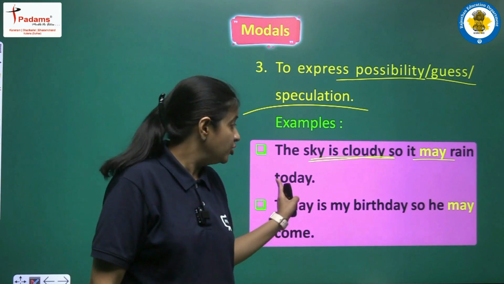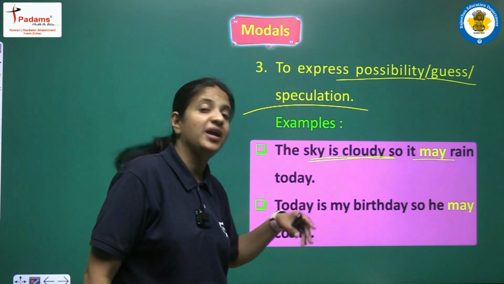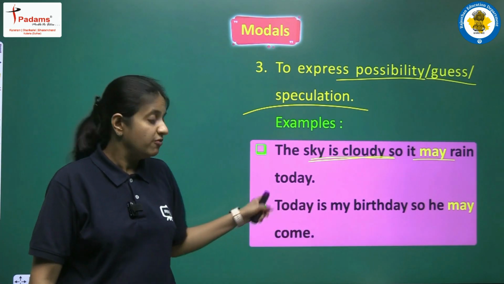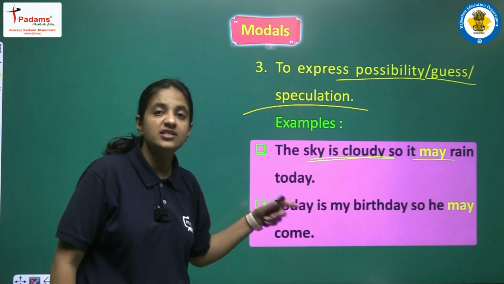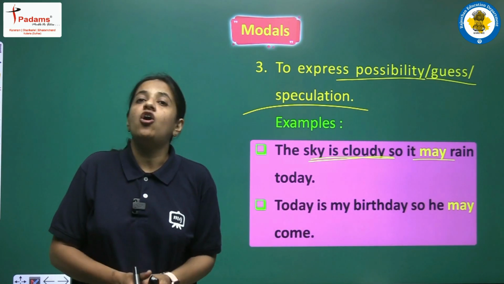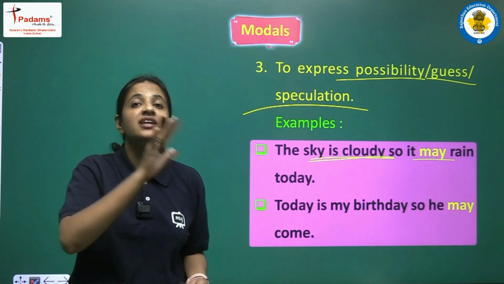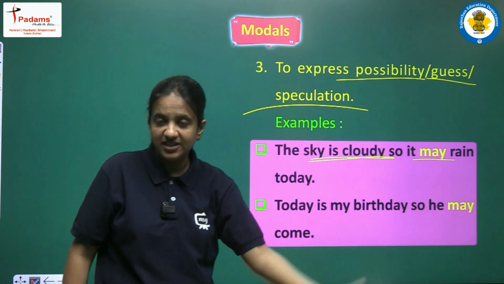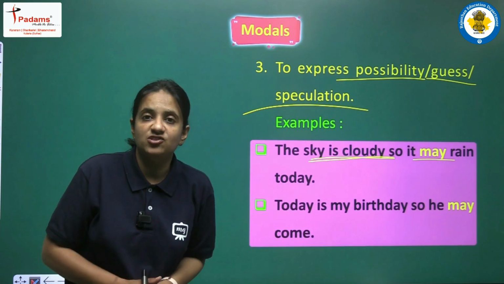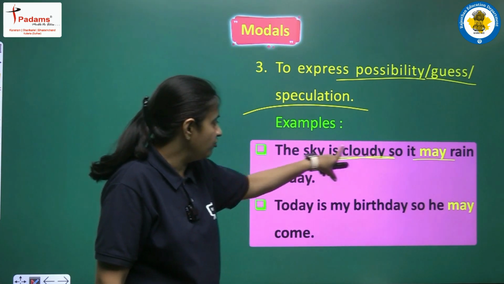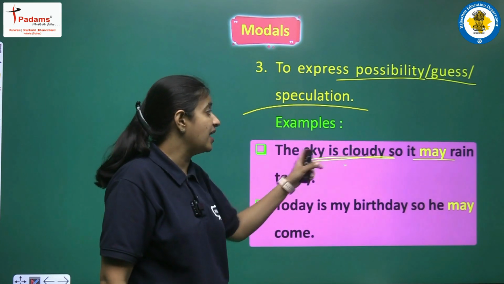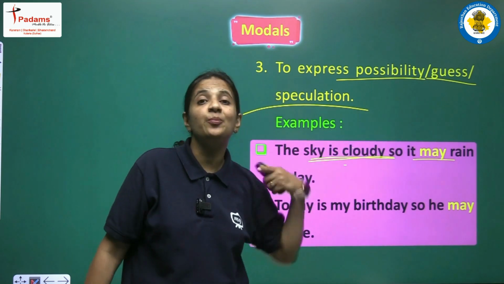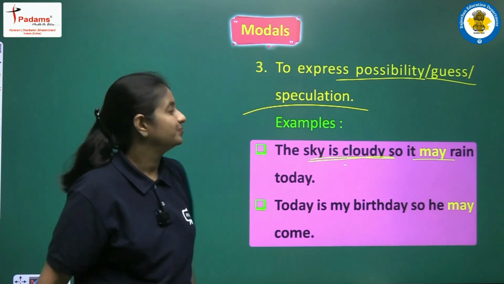One more example, today is my birthday, so he may come. Again we are showing possibility of this thing, that he may come. How? We are having this sentence first of all, that today is my birthday, so because of this occasion there is the possibility that he may come. So yes, may is used to show some kind of possibility, or we can say some kind of guess, right? And to support this thing, we are having such things in a sentence, the sky is cloudy, so because of this we are showing this possibility that it may rain. Alright.